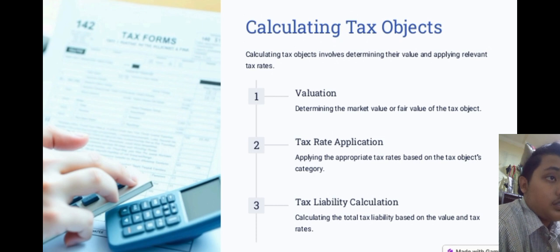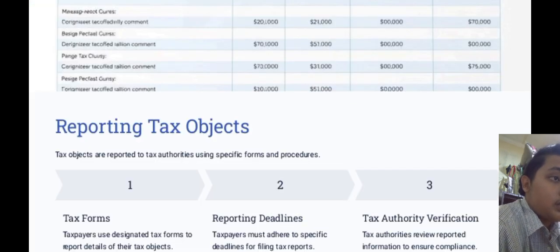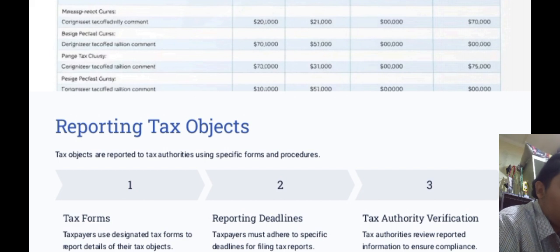Reporting tax object. Tax objects are reported to tax authorities using specific forms and procedures. Number one, tax forms: taxpayers use designated tax forms to report details of their tax objects. Number two, reporting deadlines: taxpayers must adhere to specific deadlines for filing tax reports. Number three, tax authority verification: tax authorities review report information to ensure compliance.